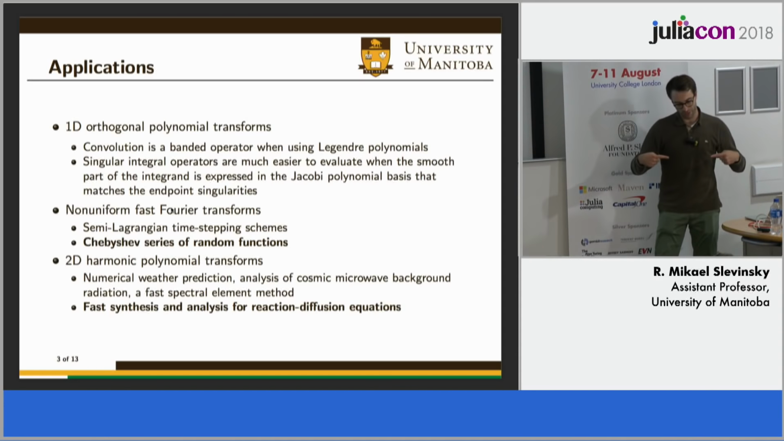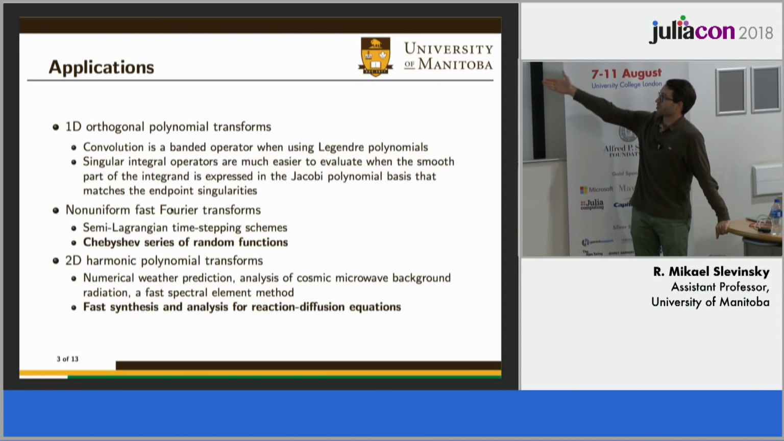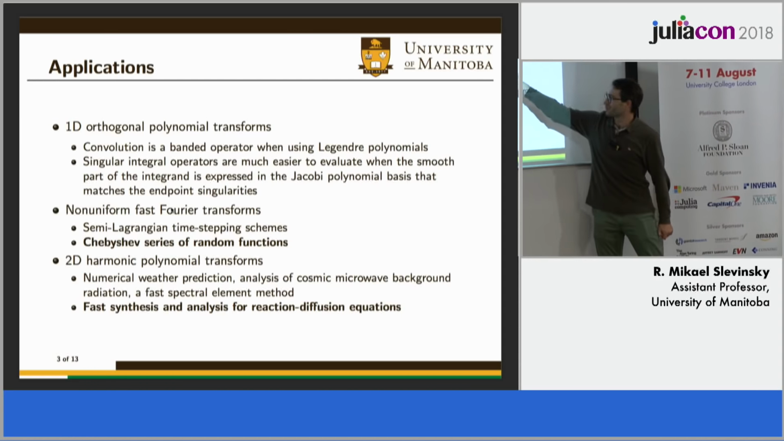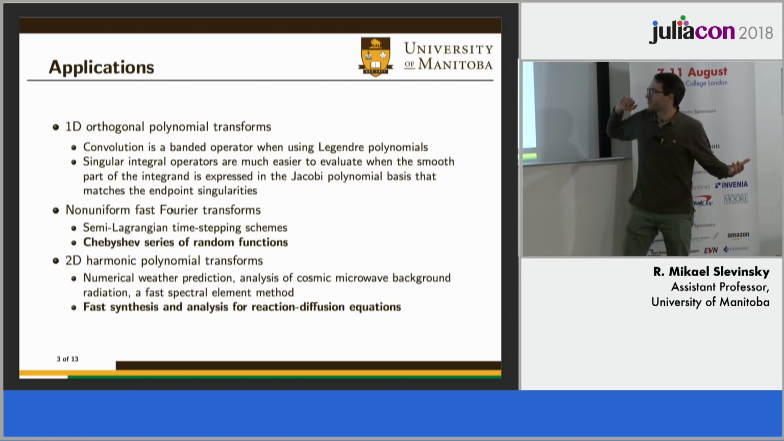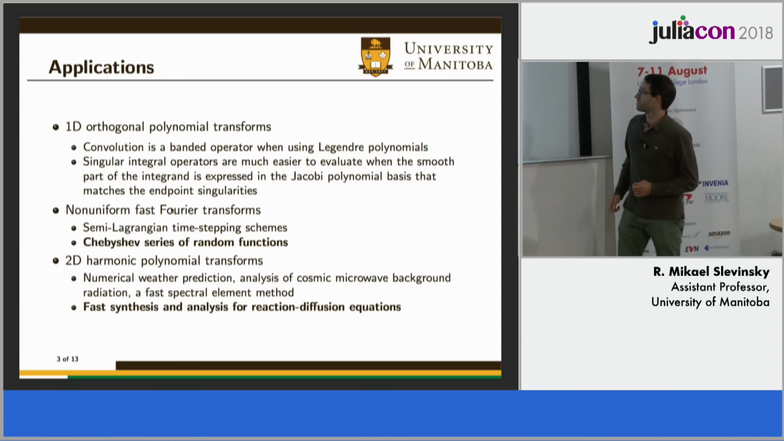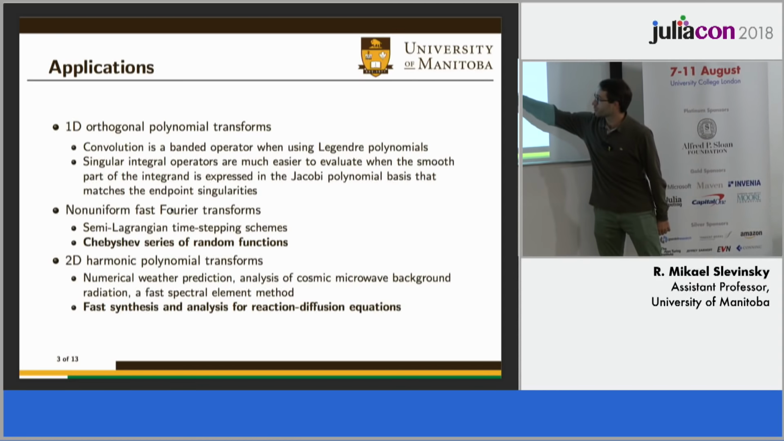and then you have to evaluate on that grid. So essentially that becomes a non-uniform problem. And then I'm going to show you this unusual example. What is a random function? And the idea is we're going to eventually get to the Chebyshev series of this random function. And then, of course, 2D harmonic polynomial transforms.